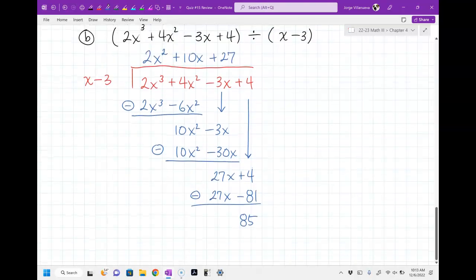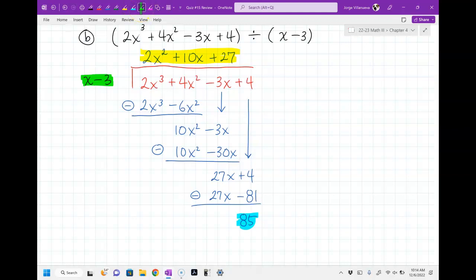Remember, I color-coded this for you guys in your notes, right? The yellow one was here. The blue one was down here. And the green one was over here. And your answer was supposed to be your quotient, which was yellow, plus or minus your remainder, which was blue, over your divisor, which was green. Okay? So here's your answer. 2x squared plus 10x plus 27. Now, since my remainder is positive, I'm going to put plus 85 over x minus 3.